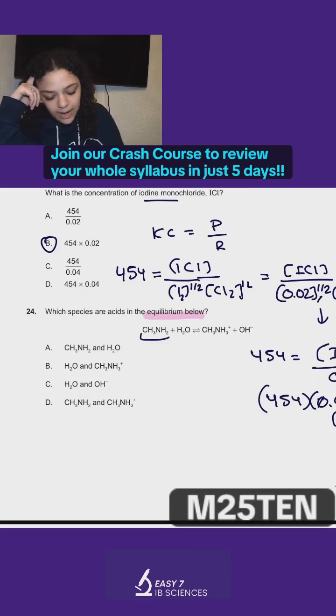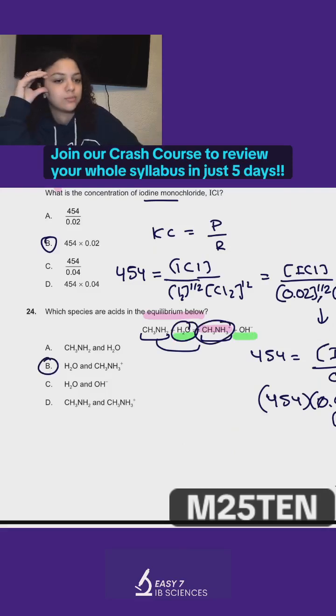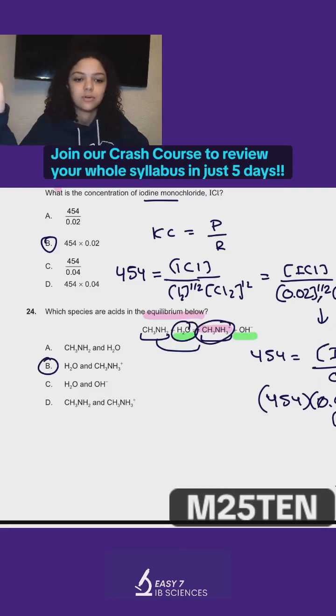So here's my acid-base pair. Which one has more hydrogen? This one. So I know it's going to be that one. Here's my acid-base pair. Which one has more hydrogen? This one. So I know my answer is going to be this, and it should be B, and you should move on. That's how fast you should be answering this one. Okay?